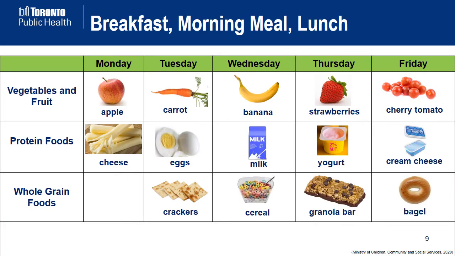This is a weekly meal menu for a student nutrition program. It could be for a breakfast, morning meal, or lunch. Remember, 3 food categories are needed. Take a moment to look at the meal for Monday. What do you notice? Can you name 4 things to consider?